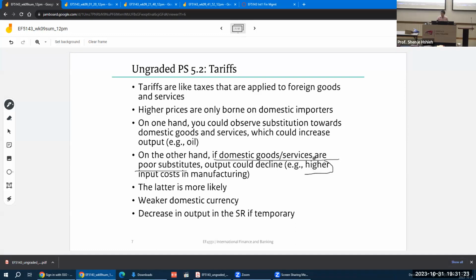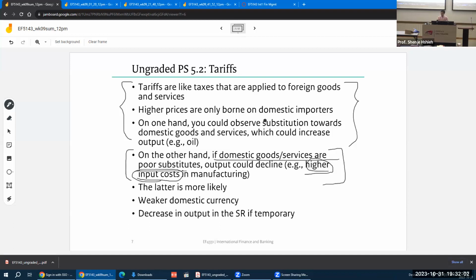Yes, so you can think of it as higher input costs rising. If you think about manufacturing of cars and you depend on chips, and suddenly you impose a tariff on those chips, then it's hard to find a good substitute, right? And it's most likely that this case is more true than the case I described earlier. If you think about tariffs like taxes, as I said, higher prices are only borne by domestic importers, and you could observe substitution towards domestic goods, which could actually increase output.